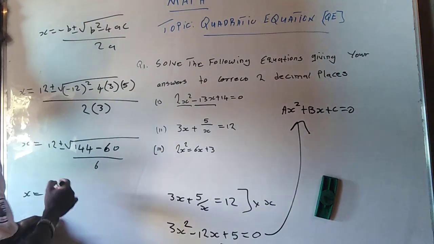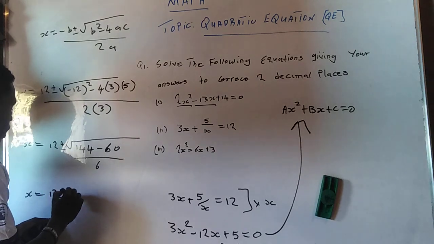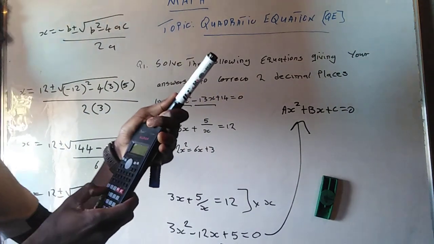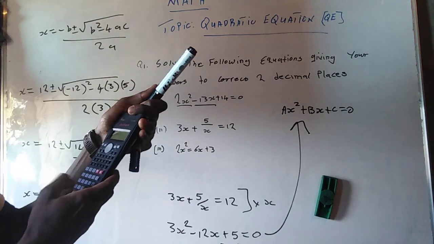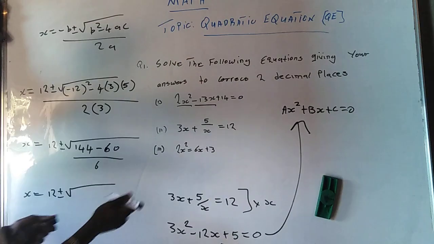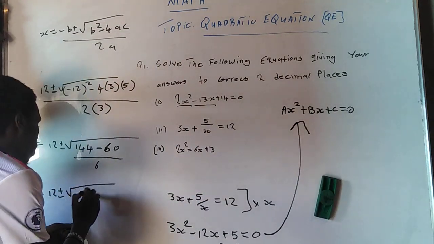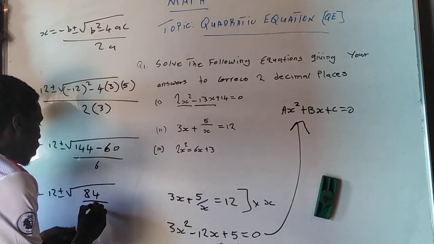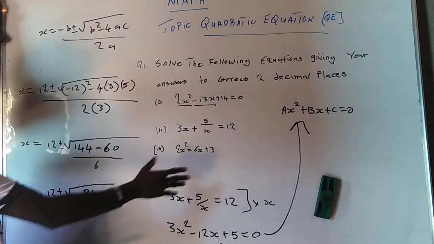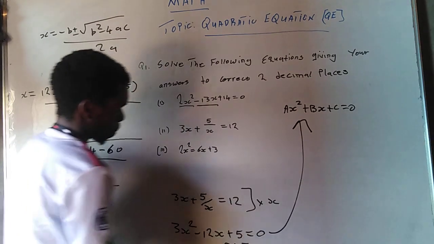Okay. So 12 plus or minus 144. What is 144 minus 60? You're going to come up with 84. Okay, 84. So here 144 minus 60, I'm going to come up with 84 over 6. Okay, 84 over 6. So let me just try and remove this part here.